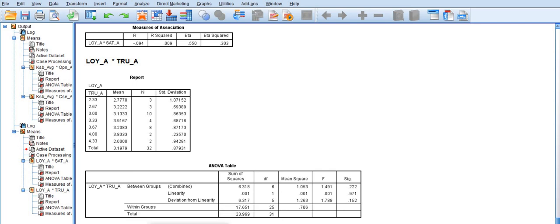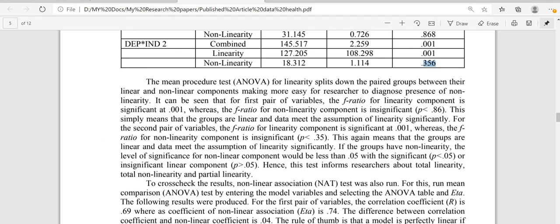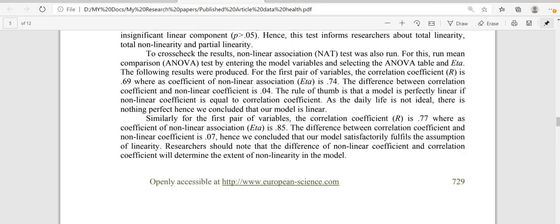Now I will cross-check the results. Here I'll get back to the paper. To cross-check the results, I will now use the non-linear association, the eta test. So what is the eta test? The eta test is a mean comparison test. It's a similar test to what we ran for the means procedure.